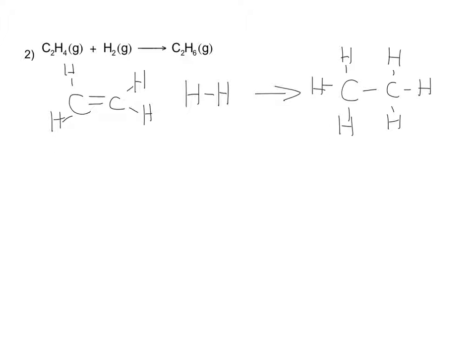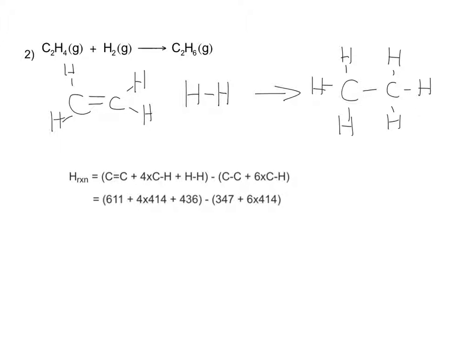And that is going to use up all the electrons that we have from those elements. Okay, so to do this problem, again, we're going to add up the energy from the bonds broken minus the energy of the bonds formed. So it'll be the carbon-carbon double bond plus 4 times the carbon-hydrogen bond plus the hydrogen-hydrogen bond, minus 1 carbon-carbon single bond over here and 6 carbon-hydrogen single bonds. Okay, so that's going to equal 611 plus 4 times 414 plus 436 minus 347 plus 6 times 414. All right, and we add all those up, we get negative 128 kilojoules per mole.